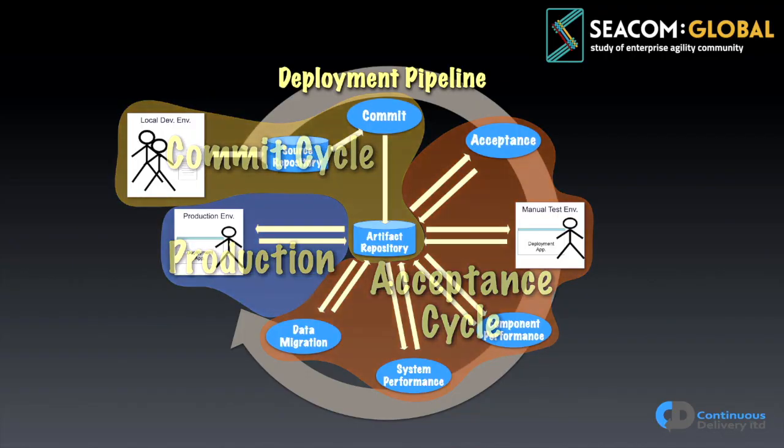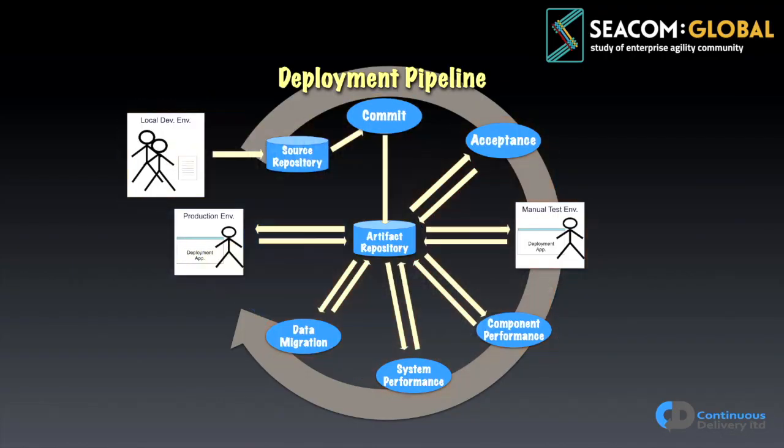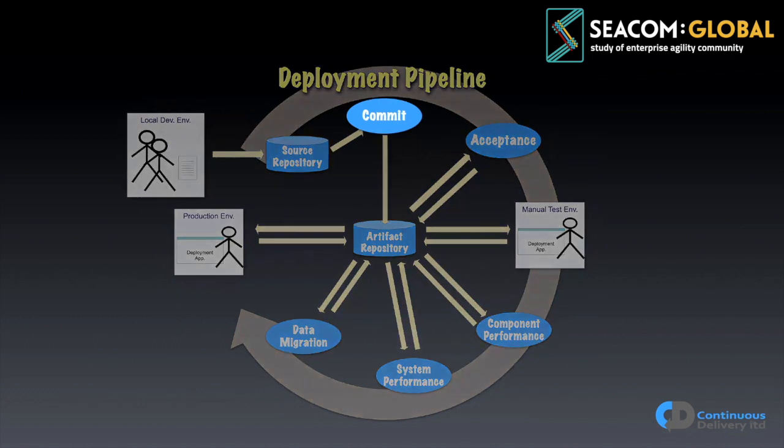So let's start looking at each of those bits in a bit more detail. The first stage of the pipeline is really the commit stage. And what we're looking for from the commit stage is really two things. We're looking for fast feedback that our change is good, and we're looking for a high level of confidence that if all of this testing works, everything else is going to be fine.